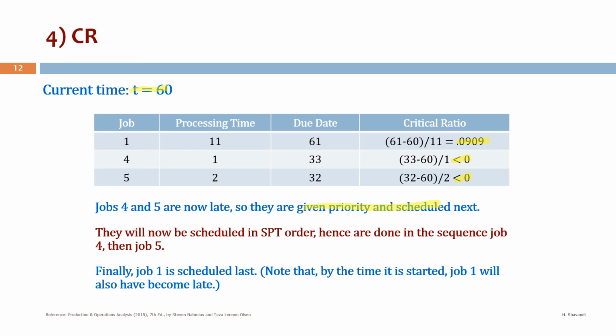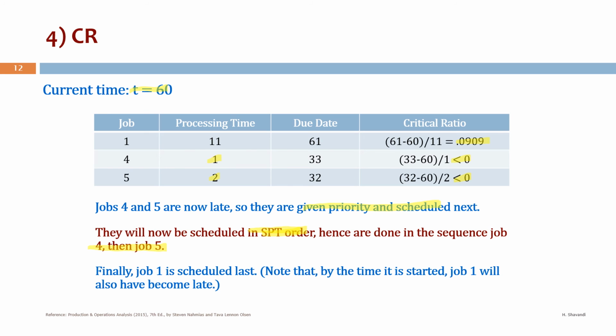So for these jobs, we will schedule them in SPT order. Okay. So here I mean the smallest CR is not working, and so when we have negative numbers, we will sort the jobs with negative CR in SPT order, and then that will be our sequence. So here, because of the processing time, job number 4 is 1, 5 is 2, so 4 will be the next, and then after 4 it will be 5. Okay, so 4 and 5 will be the next jobs in our schedule.